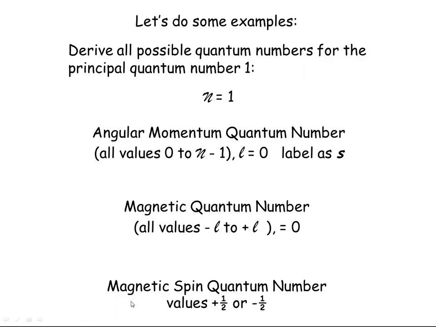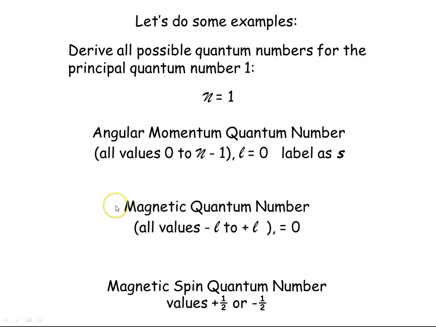Let's do some examples. Let's derive all the possible quantum numbers for the principal quantum number 1. So n equals 1. Now, all angular momentum quantum numbers are 0 to n minus 1. Well, if n is 1, 1 minus 1 is 0. The only value you have for your angular momentum quantum number is 0. And it's labeled S.